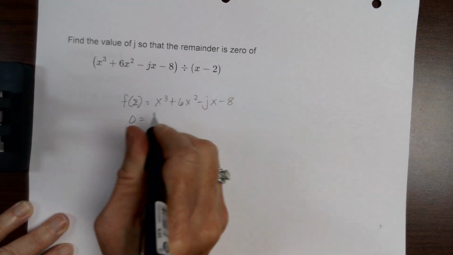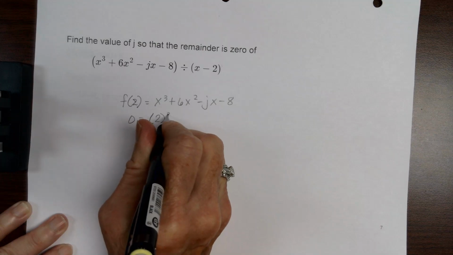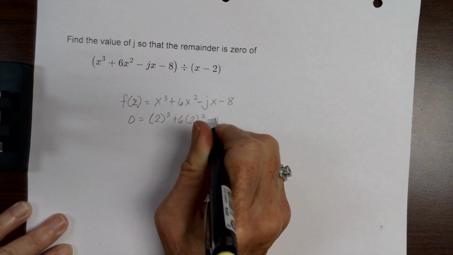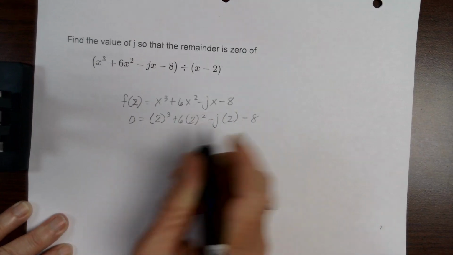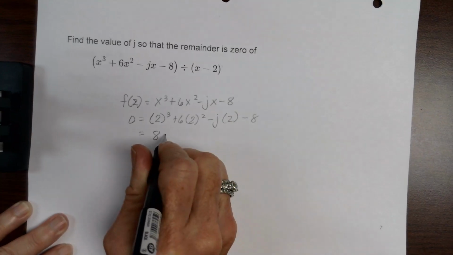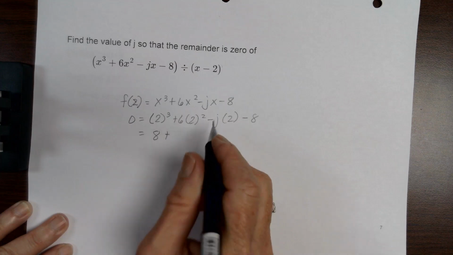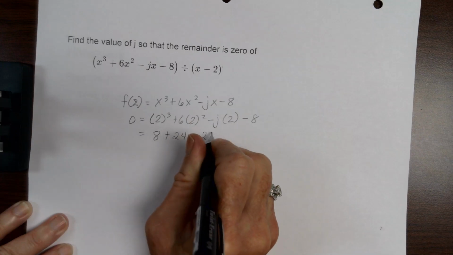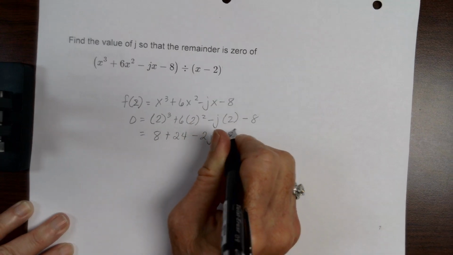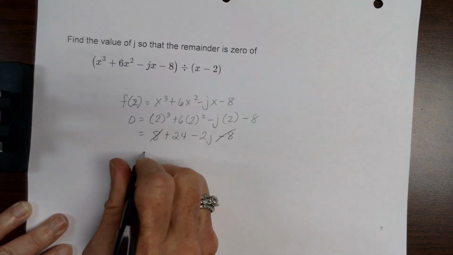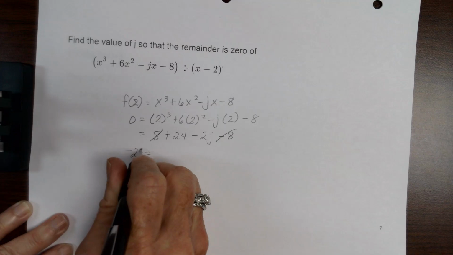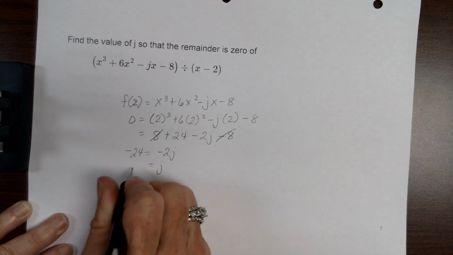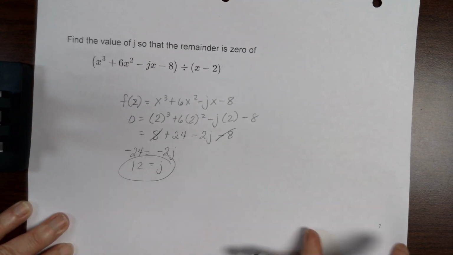Then I should get 0 as an answer. So 2 cubed plus 6 times 2 squared minus j times 2 minus 8. So this is going to give me an 8. This is going to give me, that would be a 4 times 6, which is 24, minus 2j minus 8. So the 8's go away. I'm going to move the 24 over, so I have a negative 24 is equal to negative 2j. And then when I divide, I find out that j is equal to 12.